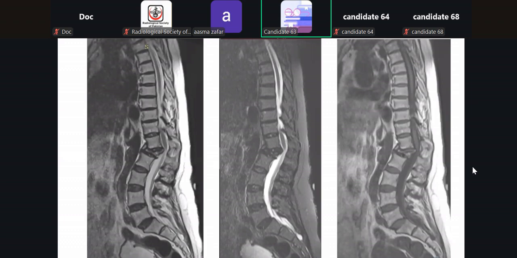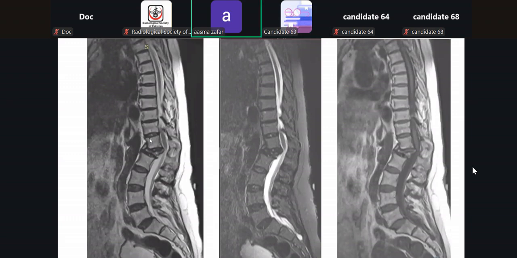It's compressing the spinal cord at this level. So this is post-traumatic compression collapse of the D12 vertebra with spinal cord compression. Okay, let's review your cases now. Yes, ma'am. I can give you the feedback.